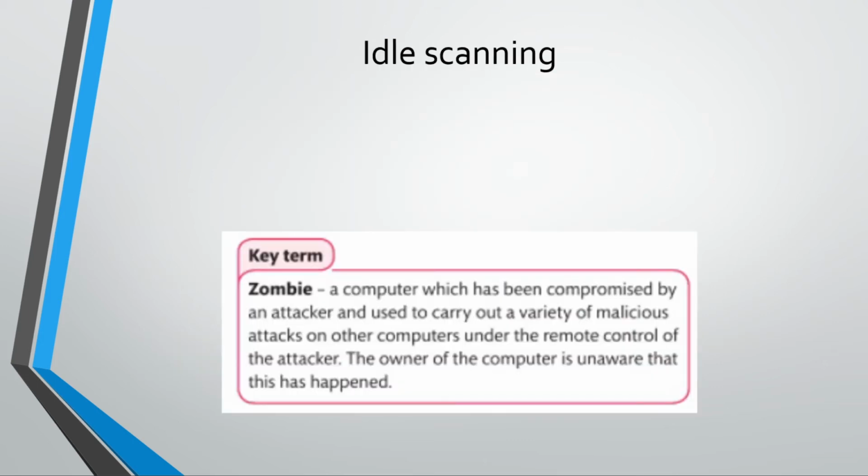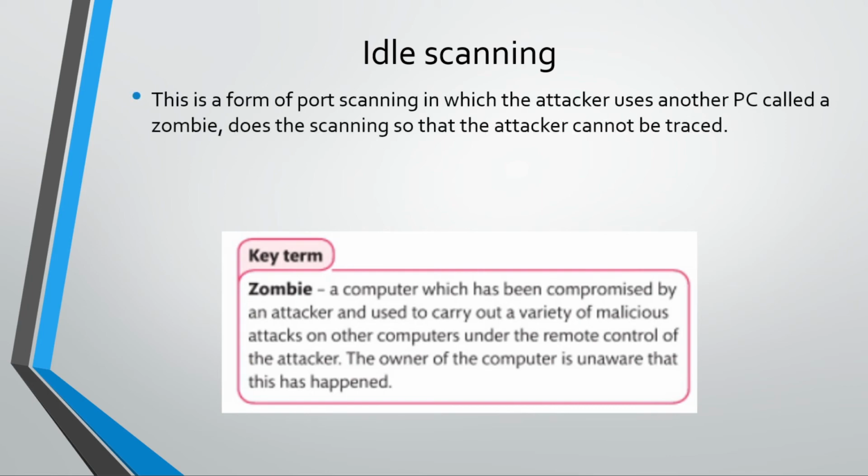And along that vein, something called idle scanning. So, idle scanning is another form of port scanning, but another PC does the scanning for you. So the attacker is not doing the scanning. The attacker tells another PC to do the scanning, so the attacker basically can't be traced. Now, obviously, they can technically be traced depending on how they've set their scan up, but usually it makes it more difficult for an attacker to be traced back, because they're using something called a zombie PC, and I'm not kidding, it is called a zombie PC.